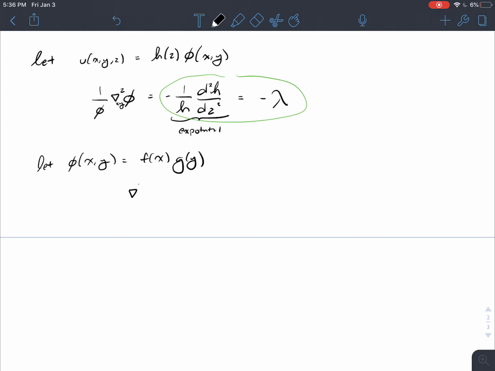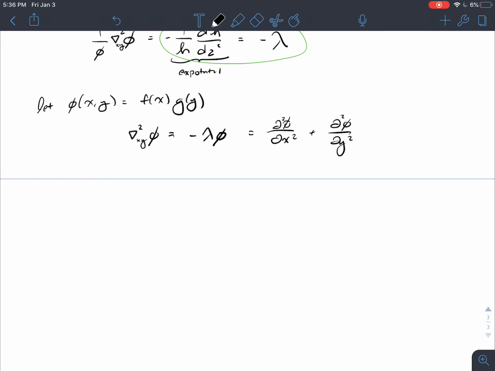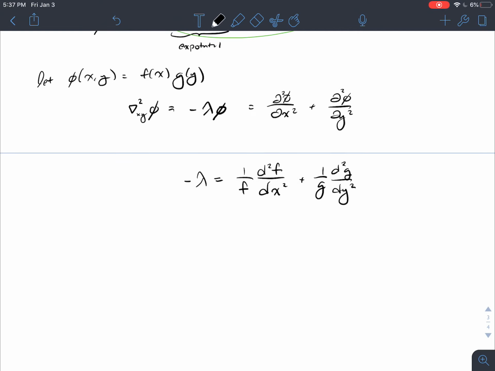And then if we look at this differential equation with the Laplacian operator, we first end up with this, okay? And this is simply equal to the partial squared of phi, partial x squared, plus partial squared of phi, partial y squared, equals negative lambda phi, okay? And then if we substitute everything in and divide through properly, what we should find is that we have this relationship now, with d squared g dy squared, okay?